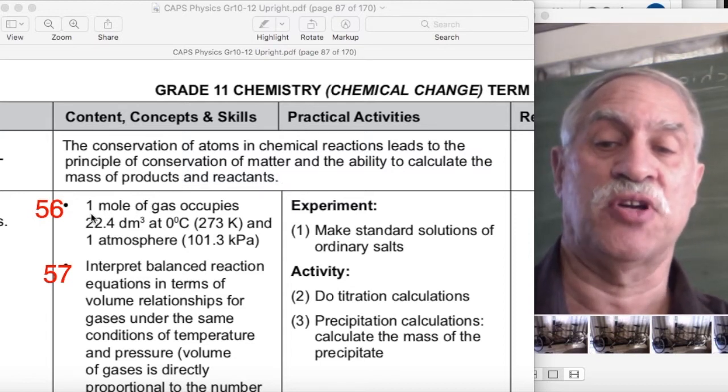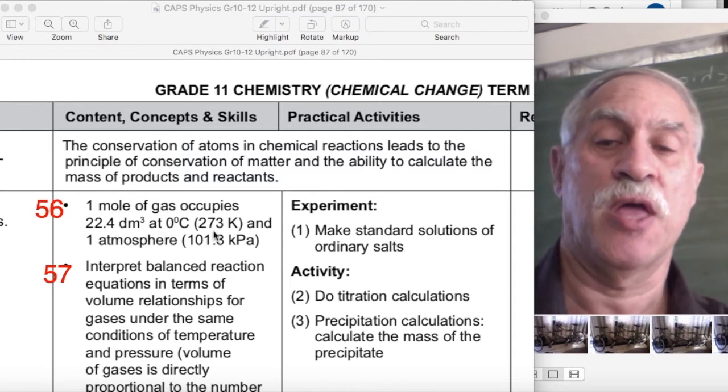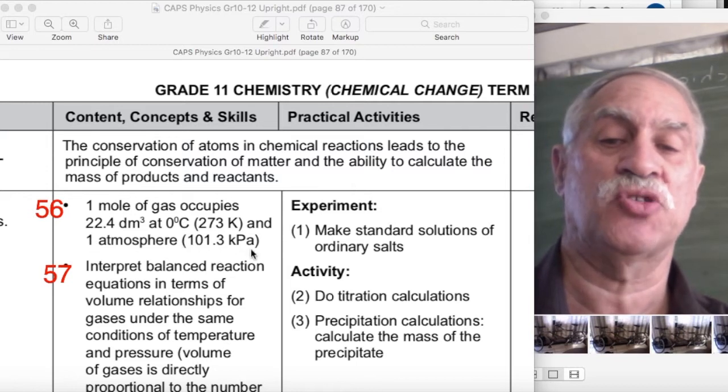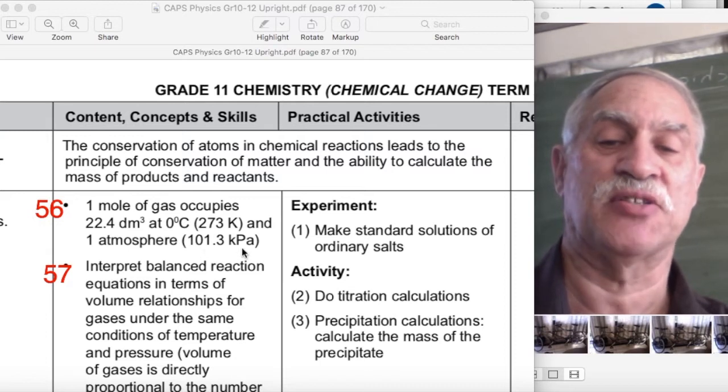And in our last video, we learned that 1 mole of gas occupies 22,4 decimeters cubed at 0 degrees centigrade or 273 Kelvin. So if you want to convert centigrade to Kelvin, just add 273. So if 1 degree centigrade, add 273, it becomes 274 Kelvin. And at 1 atmosphere, or 101,3 kilopascals, or if you like, 1 times 10 to the 5 pascals. So there you go. That's atmospheric pressure at sea level, and that's the temperature that ice melts at.